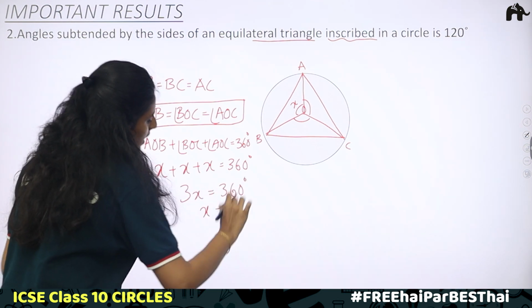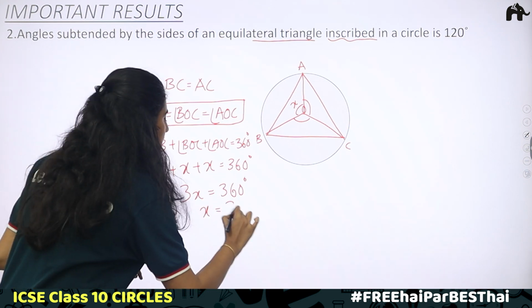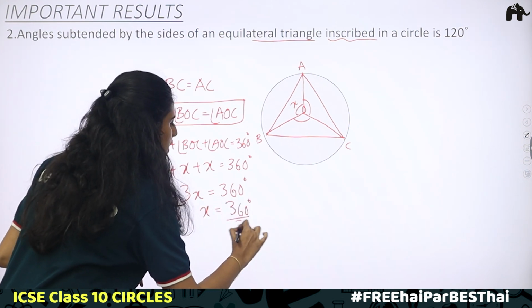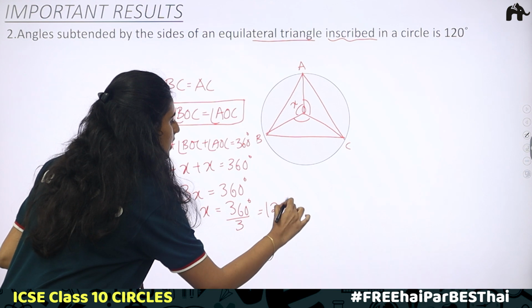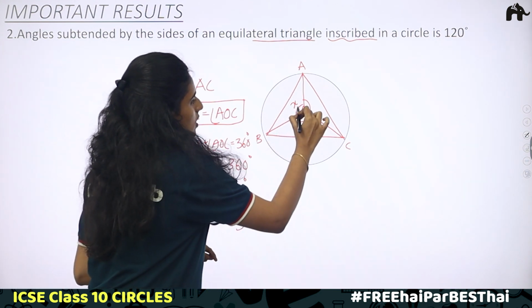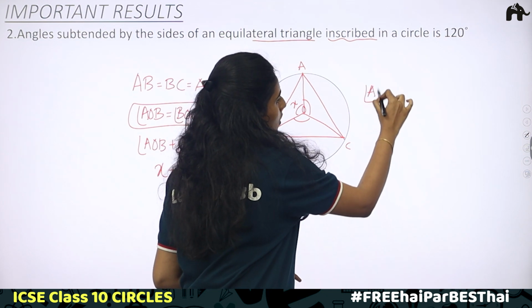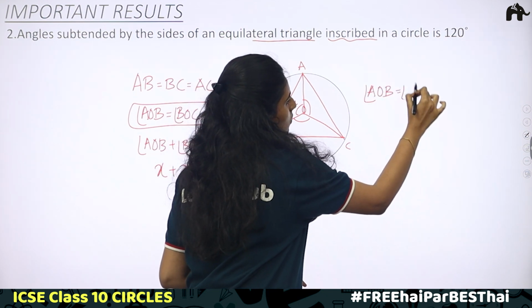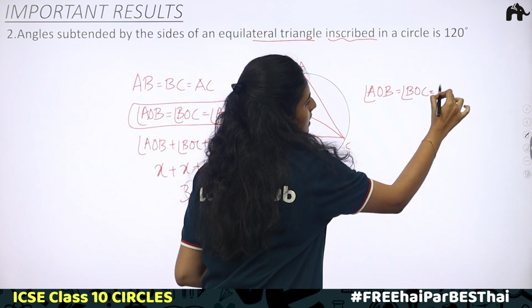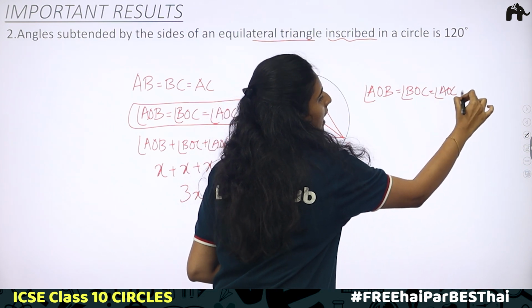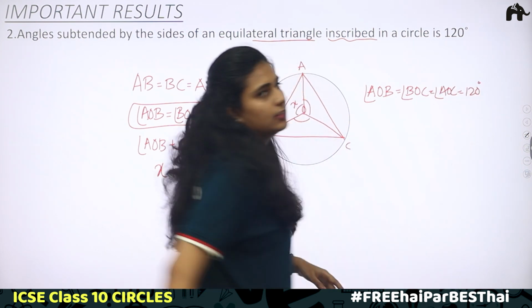Then what is the measure of x? x will be equal to 360 degrees divided by 3, and that is equal to 120 degrees. This measure x is equal to 120 degrees, which means angle AOB is equal to angle BOC is equal to angle AOC, and that is 120 degrees.